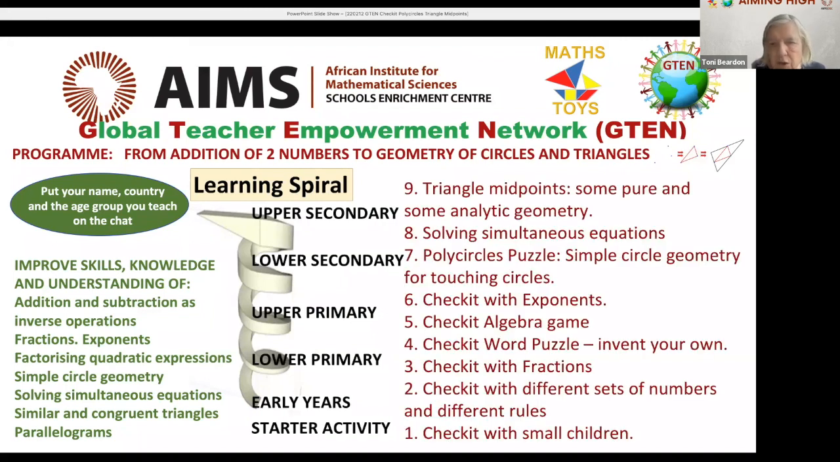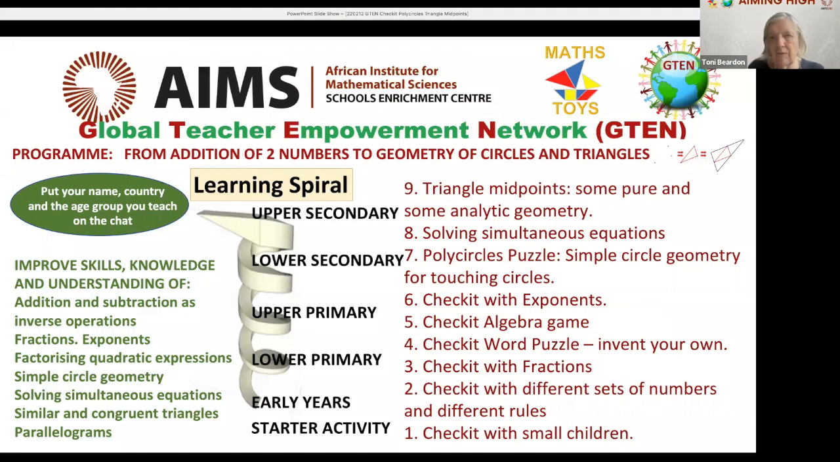And so what we're going to do here, unusually, is make a list from the bottom, because we're starting with an activity that you can do with everybody, including small children. And as we go up the spiral, we're going to do a game that we call Checkit, with different sets of numbers and different rules, with fractions, with word puzzles, with algebra, with exponents, lots of variations on this one game or puzzle. And then we're going to go on to something we call Polycircles, which is like a necklace of circles.